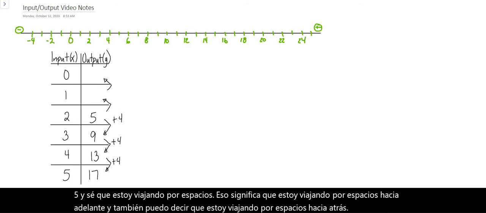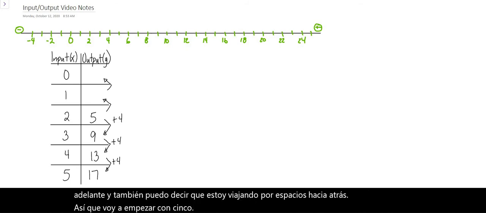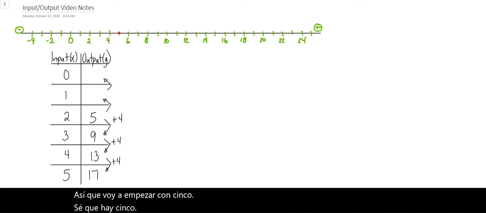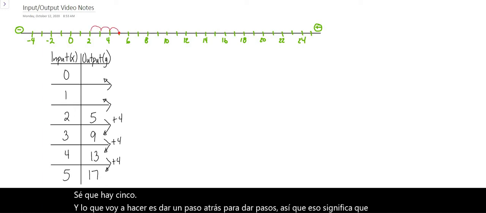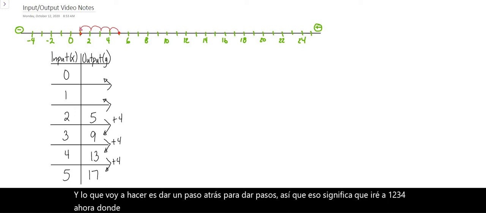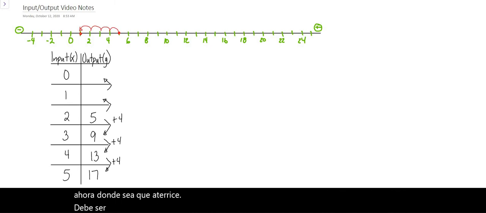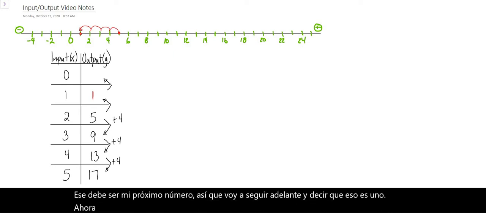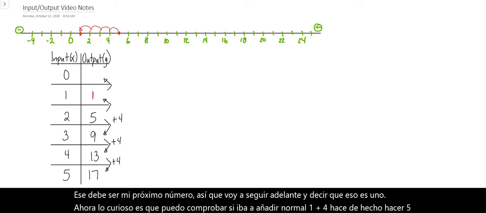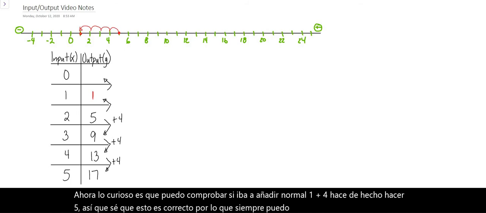So I'm going to start with 5. I know 5 is here. And what I'm going to do is I'm going to step backwards 4 steps. So that means I'll go 1, 2, 3, 4. Now wherever I land, that must be my next number. So I'll go ahead and say that that's a 1. Now the curious thing is I can check to see if I were to add normal, 1 plus 4 does in fact make 5. So I know this is correct. So I can always check by doing the normal step, my original plus 4.